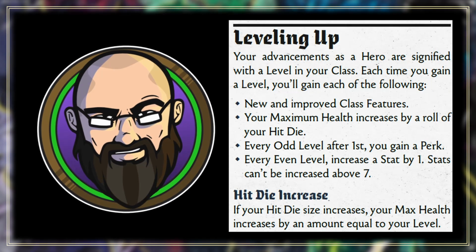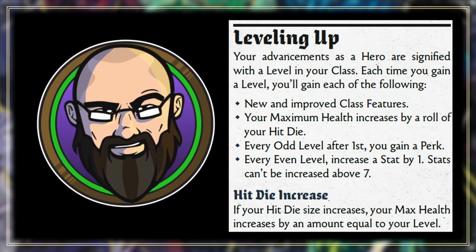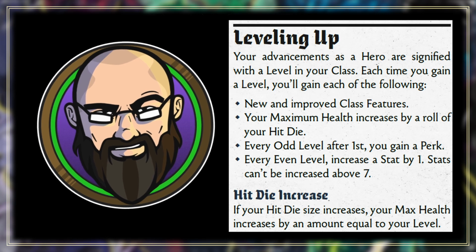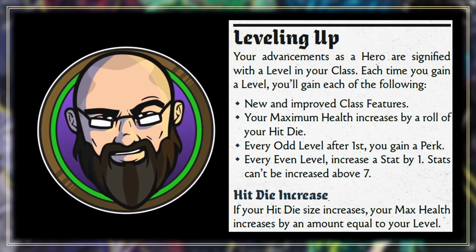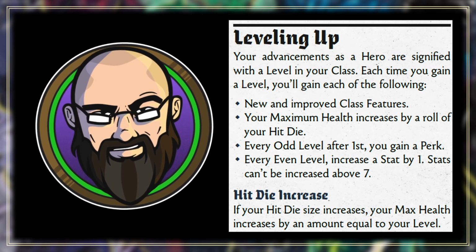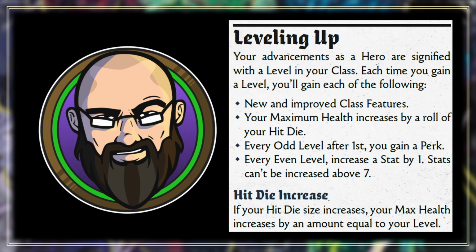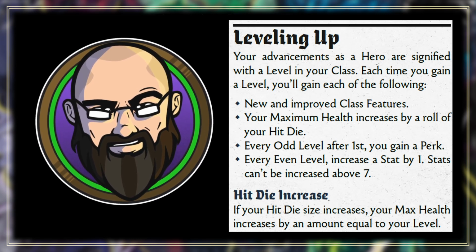Your maximum health increases by the roll of your hit die. So if your hit die is 1d8, you roll 1d8 and add that to the max. A little side note, if your hit die increases at any point, you increase your maximum health by your level. If you're a spellcaster and you have a mana pool, you will likely see this increase every level as well. This is displayed in your class table.